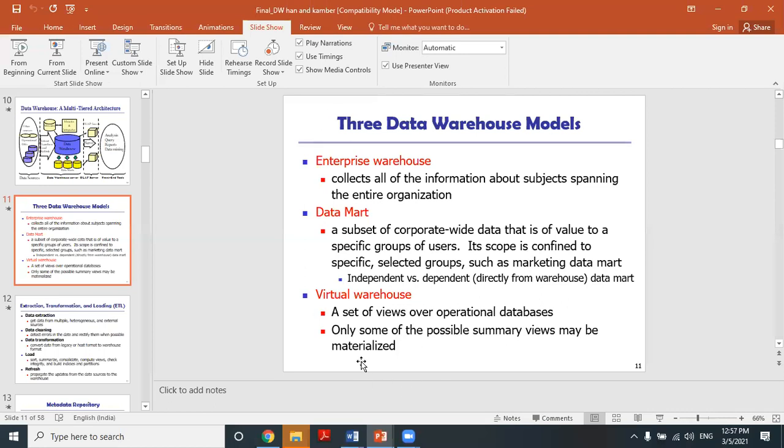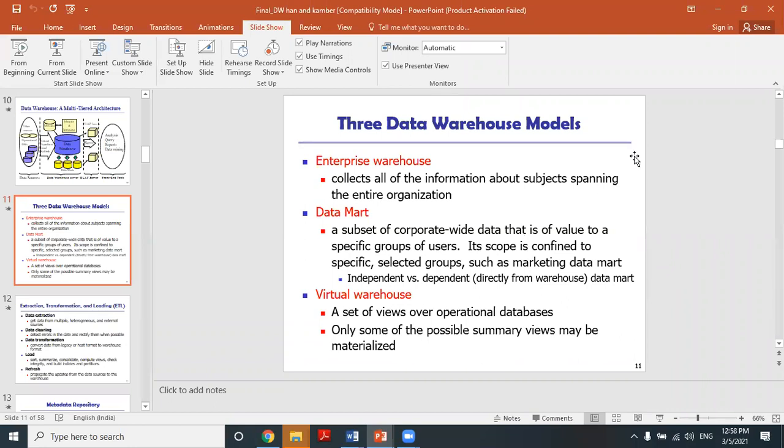And the third type of data warehouse is the virtual data warehouse. These three classifications are based on the architecture of the data warehouse. A virtual data warehouse is nothing but a set of views over operational databases, and only some of the possible summary views may be materialized. Efficient query processing is used in virtual warehouses to make the summary views. A virtual warehouse is very easy to build, but requires excess capacity on operational database servers.